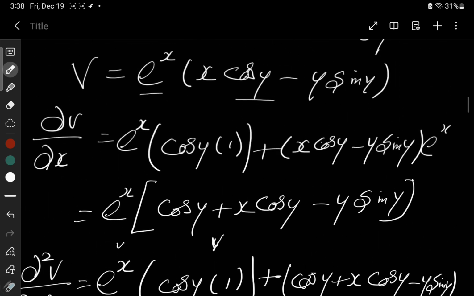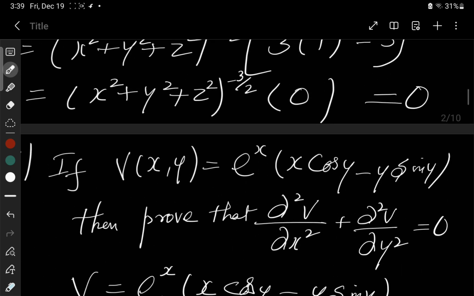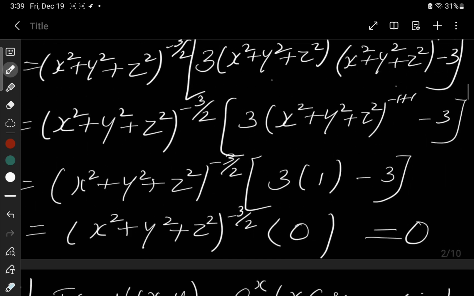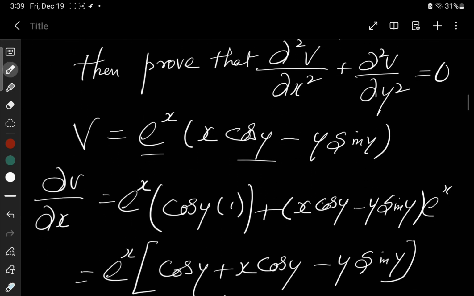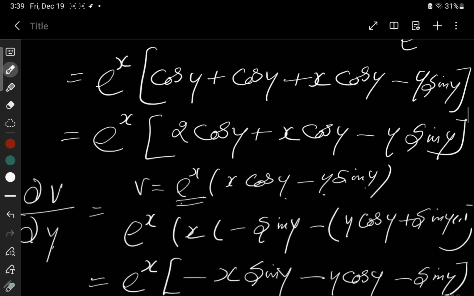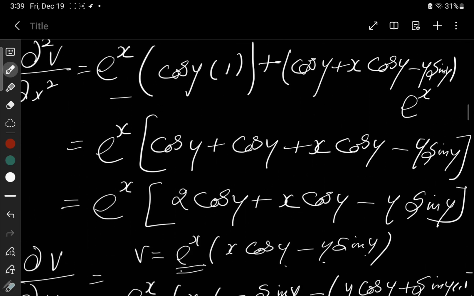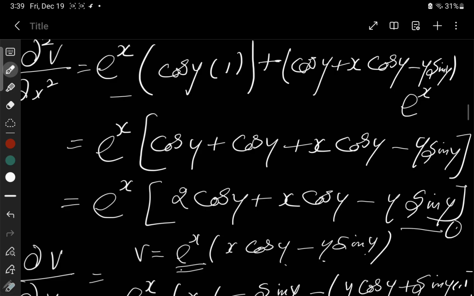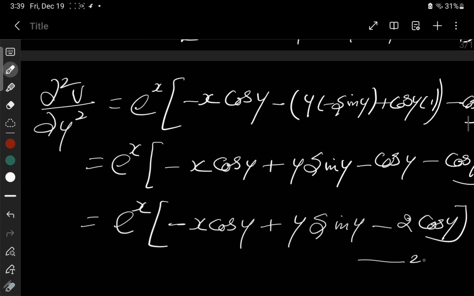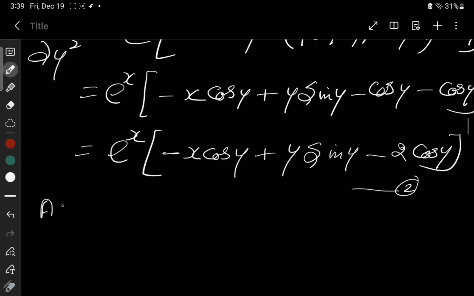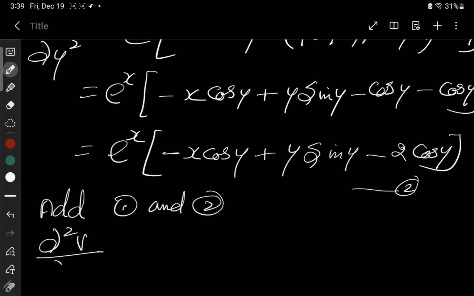So what is the problem for us? Prove that dou squared v by dou x squared plus dou squared v by dou y squared equals 0. I have to add these two expressions. This is expression number 1 and this is 2. So add 1 and 2, dou squared v by dou x squared and dou squared v by dou y squared.